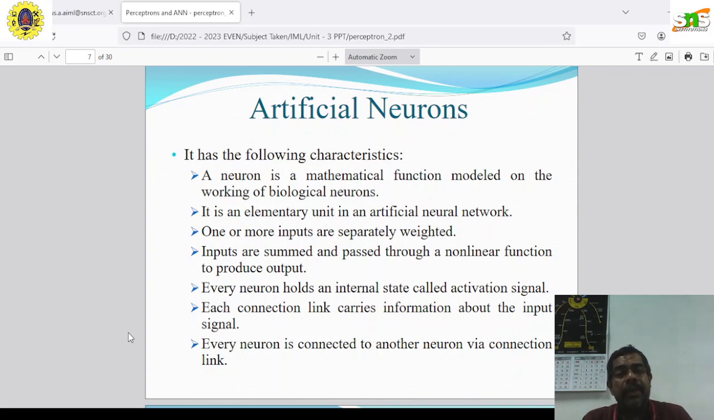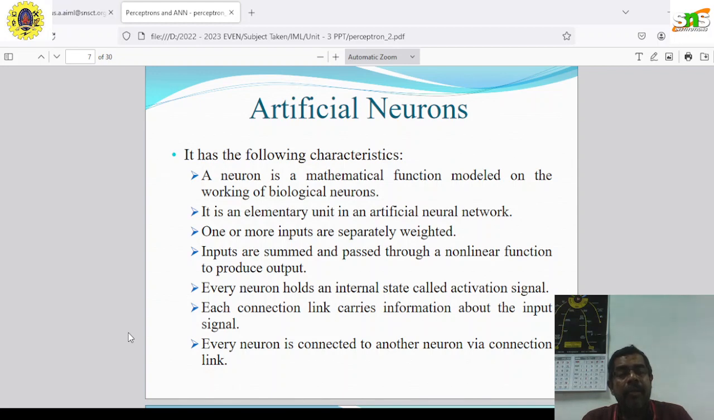A neuron is a mathematical function modeled on the working of biological neurons. It is an elementary unit in an artificial neural network, that means it is the basic step in artificial neural networks. One or more inputs are separately weighted, so the inputs vary according to the weights specified. The inputs are summed and passed through a non-linear function to produce the output.